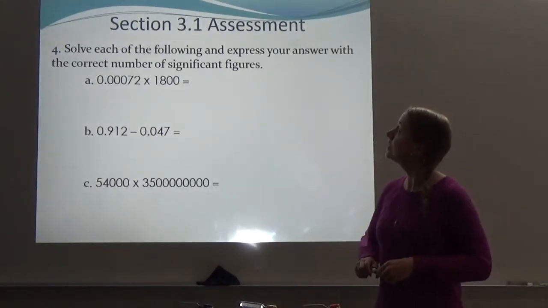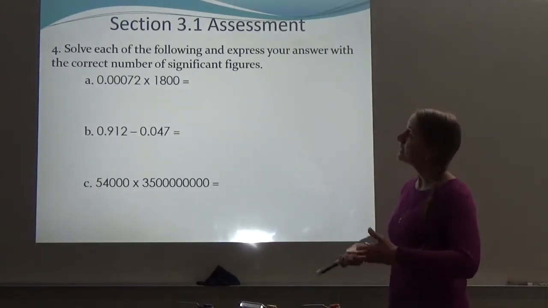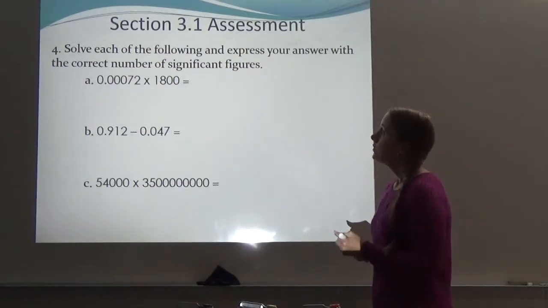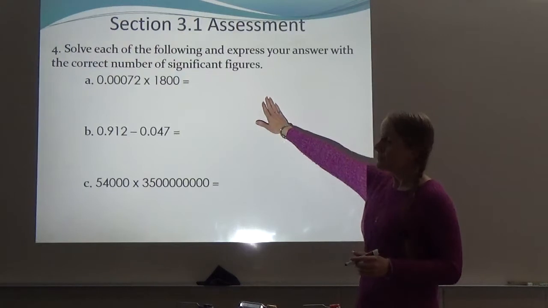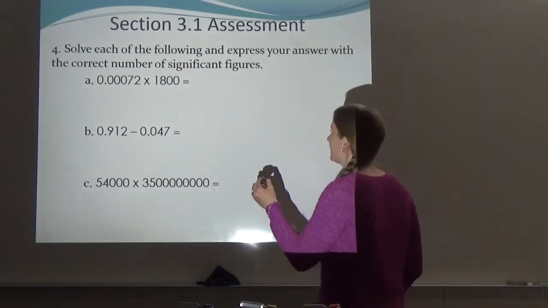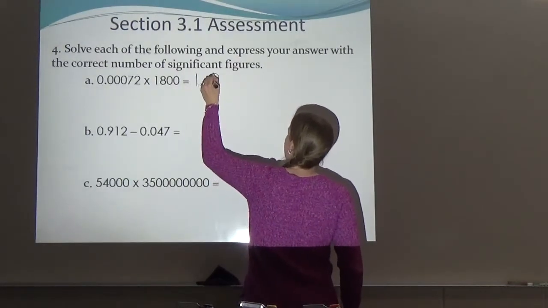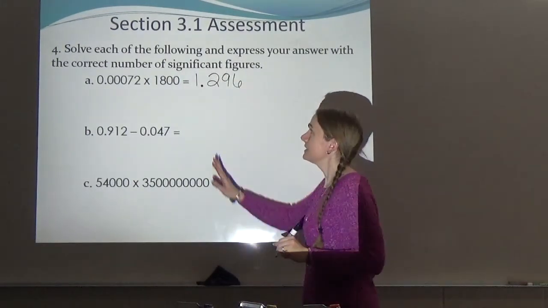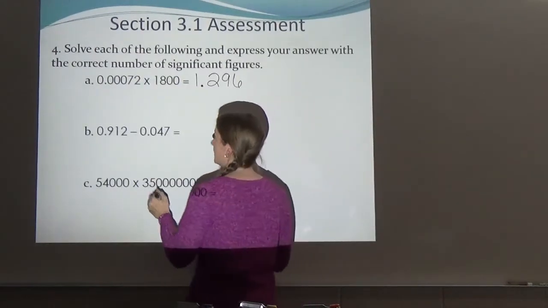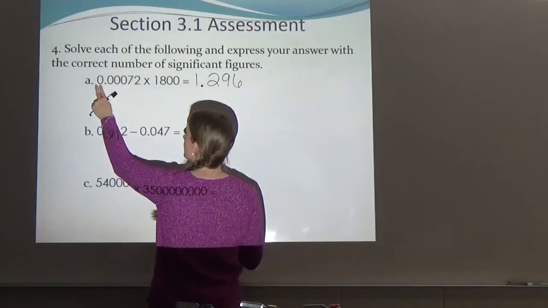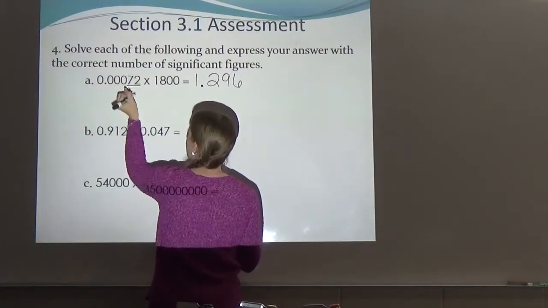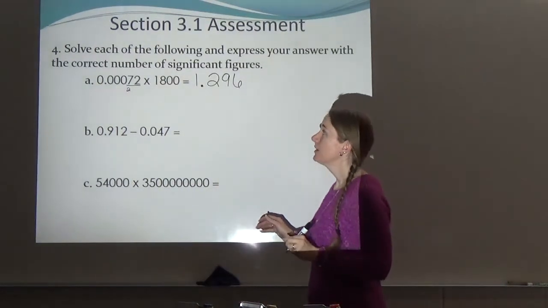All right, so it says solve each of the following and express your answer with the correct number of significant figures. All right, so in your calculator, when you type in part A, you are going to get 1.296. All right, since I'm multiplying, I'm counting significant figures, not decimal places. So all these front zeros are not significant. The 7 and the 2 are. So I have 2 significant figures in this number.